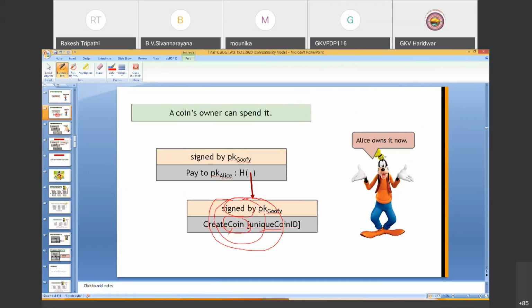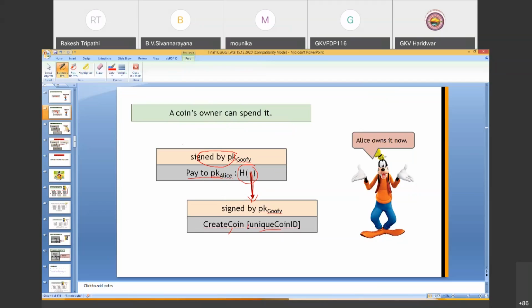Now, if Goofy is taking some service from Alice, to get the service he has to pay Alice. He is paying this money. What money? This is a hash pointer. I want to pay Alice the money which I own here, which belongs to me, and I am giving this money to Alice for a certain service, and this is signed by Goofy. So money can change hands, and see how, using public key cryptography and digital signatures, money is changing hands. You can verify it.